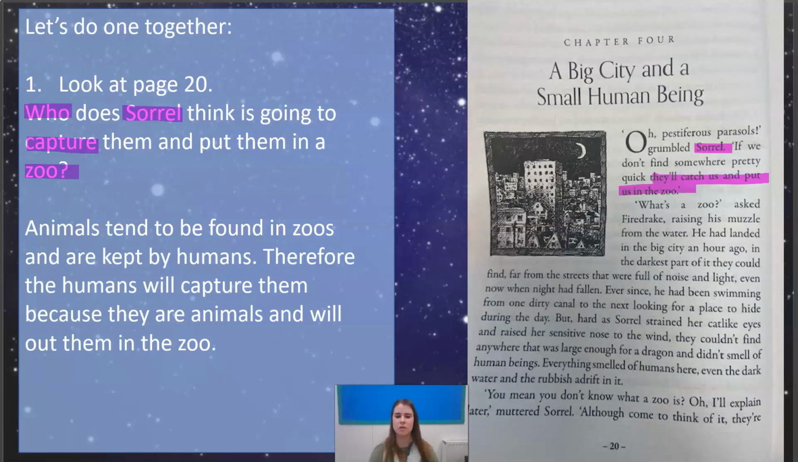My apologies, year 5. So here we are deducing that it's going to be humans because we know that this city is full of human beings.